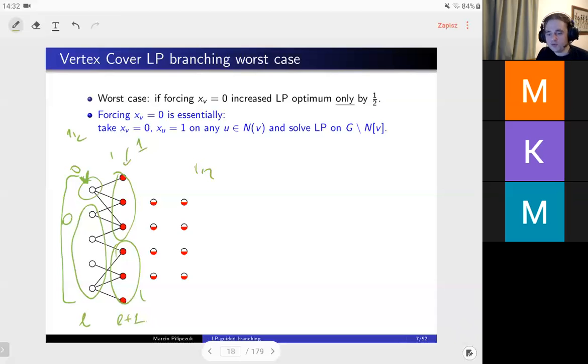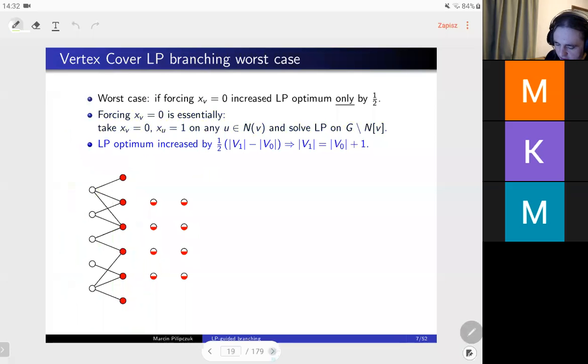Okay, so this picture needs to be, if the LP increases only by half, then this picture needs to be like an independent set containing V whose neighborhood is one vertex larger. Okay, so we have got this picture. Let's move on. This is the calculations here.